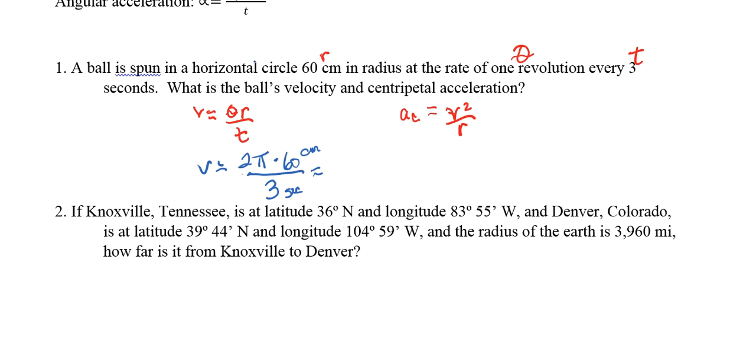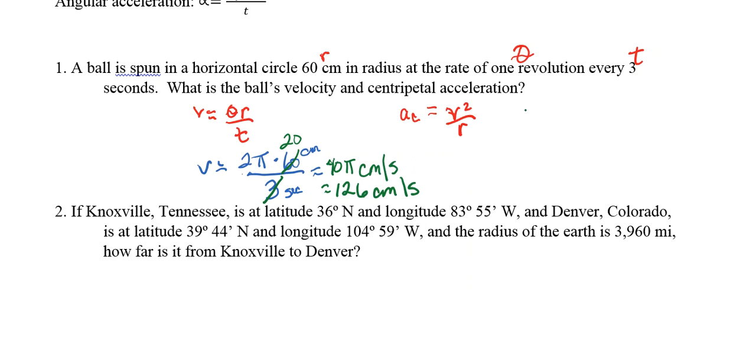2 pi times 60 divided by 3. I could do some of this in my head. 3 goes into 60 twice, 2 times 20, so I get 40 pi centimeters per second. That would be the exact answer. If you wanted to go ahead and do 40 times pi on your calculator, I haven't done that, so I'll take just a moment to do that. So it's approximately 126 centimeters per second. Okay? So now what we're going to do is find what is its acceleration?